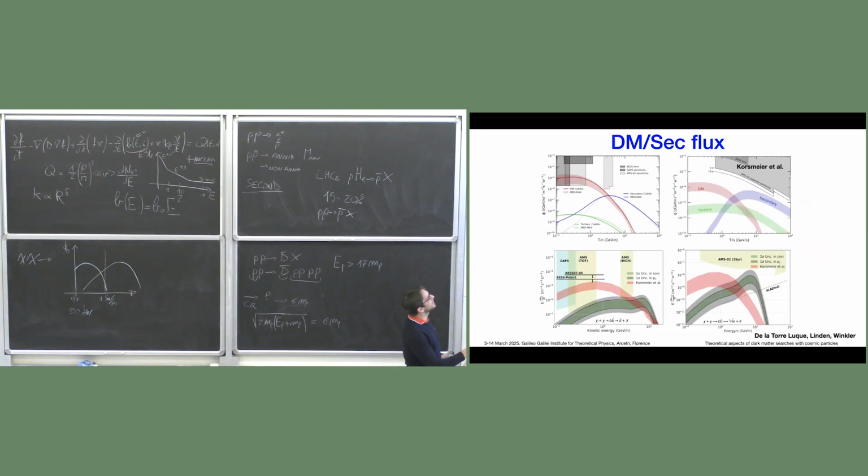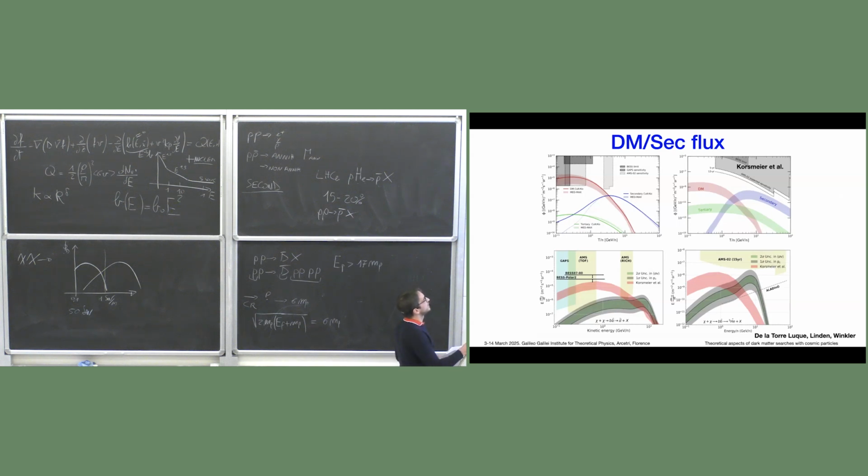So this is the expected flux from dark matter. This is the expected flux from secondary production. And here between 10 to the minus 1 and 1 GeV over nucleon, you see that there are 2-3 orders of magnitude. Okay?